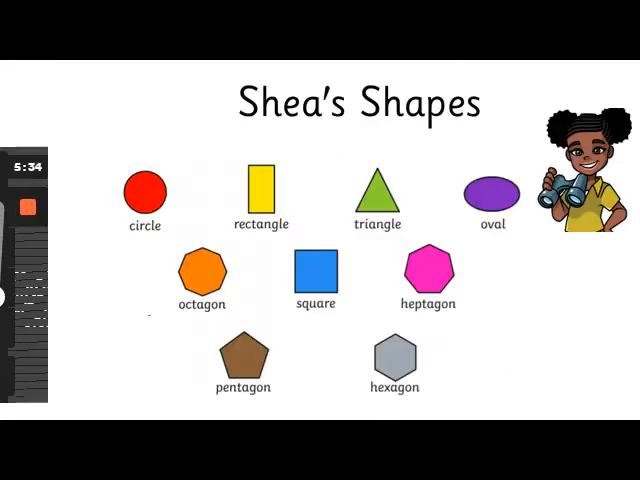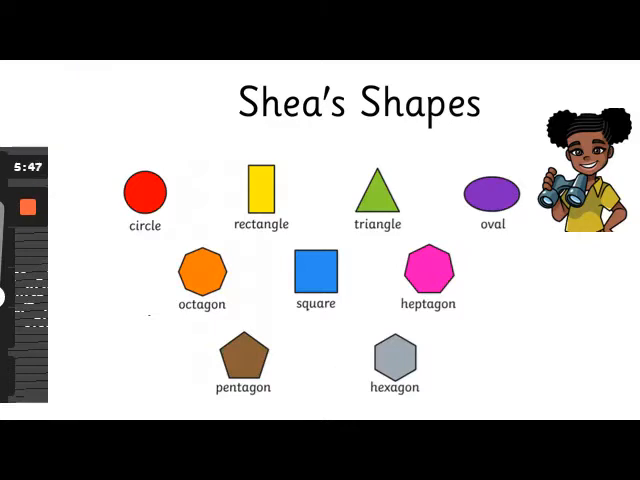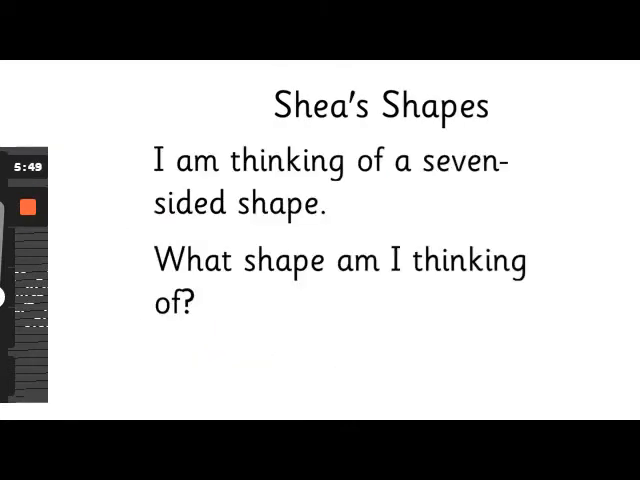Fantastic. Now we are on to Shea's shapes. She has got her 2D shapes here. Have a look over them. Remind yourselves of their names and what they look like. And now we have got our word problem.